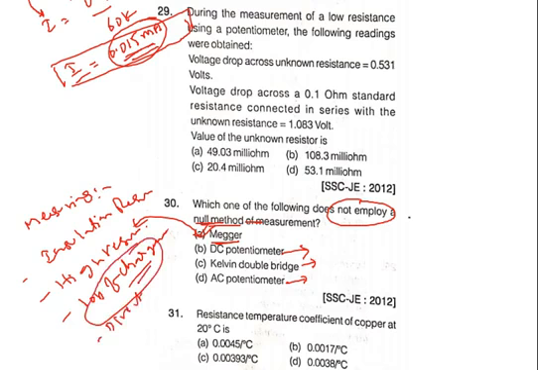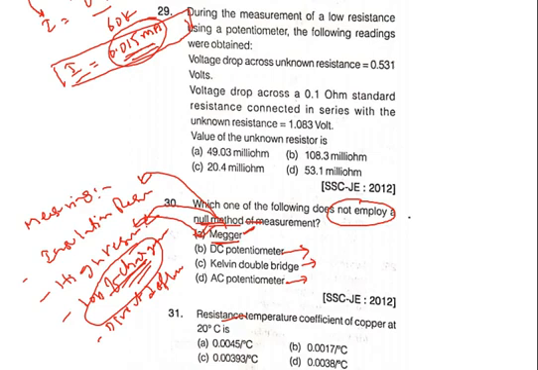Very, very important, all these points are. The Megger is used for measurement of insulation resistance, and for measurement of high resistance. The methods used in the Megger for measuring high resistance are the loss of charge method and the direct deflection method. All these are important. So the answer to which one does not employ the null method of measurement is Megger.